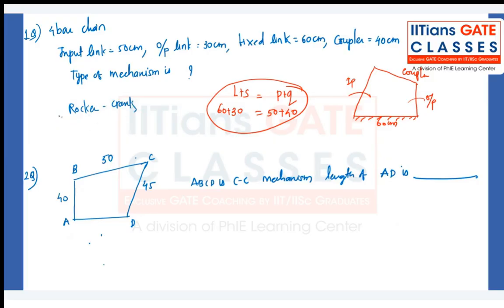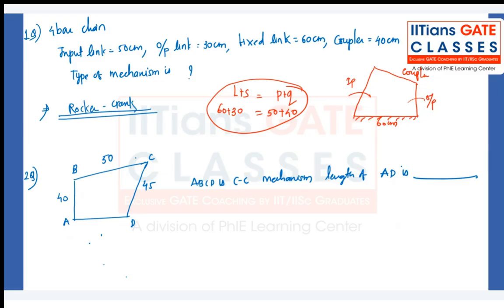Okay, clear? Because our input link is bigger. If they give you opposite, input link is 30 centimeter and output link is 50 centimeter, then your answer is, right, crank rocker. Okay, so sequence matters. Next question, can you solve?